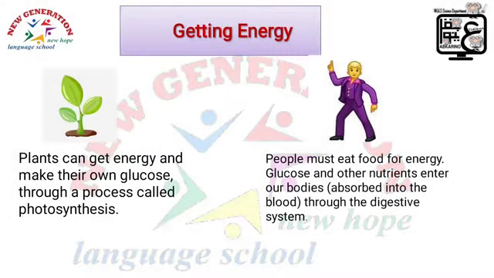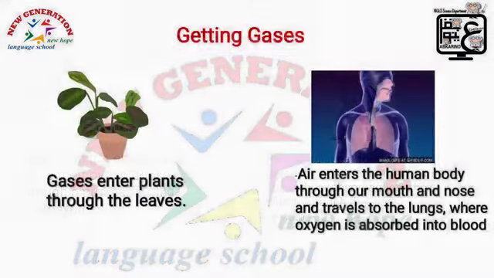Getting energy. Plants can get energy and make their own glucose through a process called photosynthesis. People must eat food for energy. Glucose and other nutrients enter our bodies, absorbed into the blood through the digestive system. Getting gases. Gases enter plants through the leaves. Air enters the human body through our mouth and nose and travels to the lungs, where oxygen is absorbed into the blood.